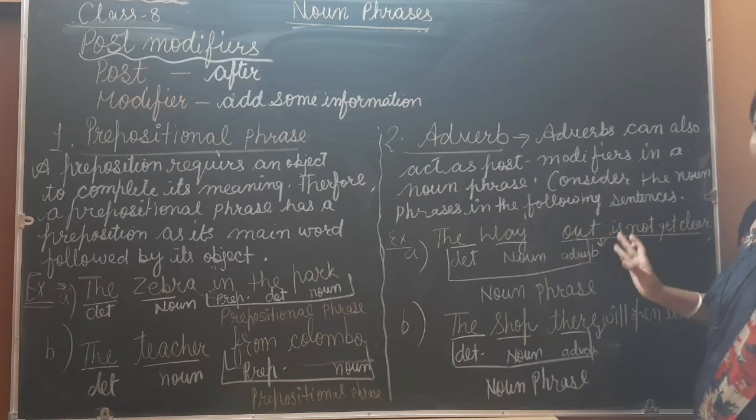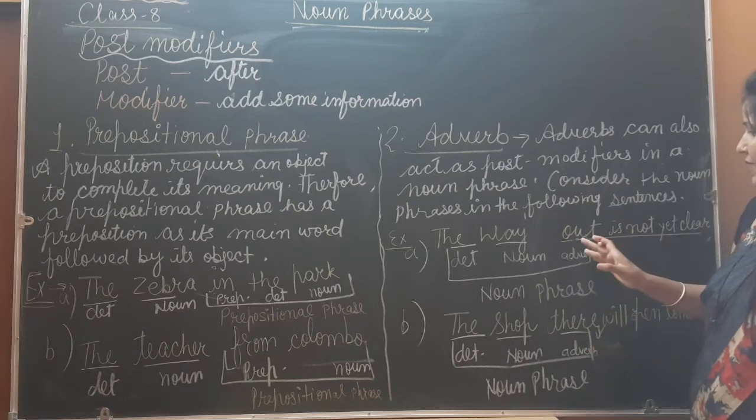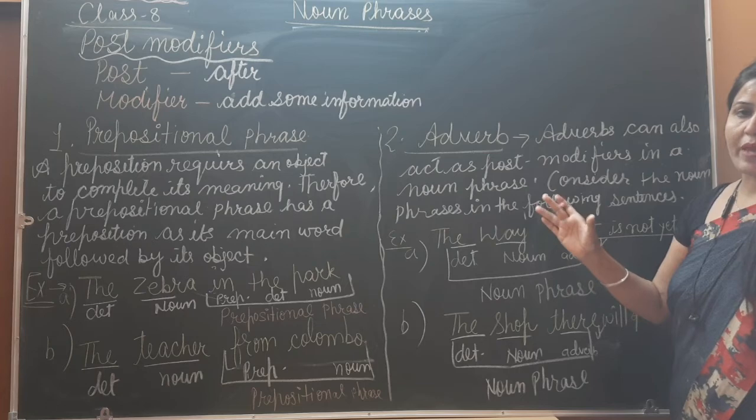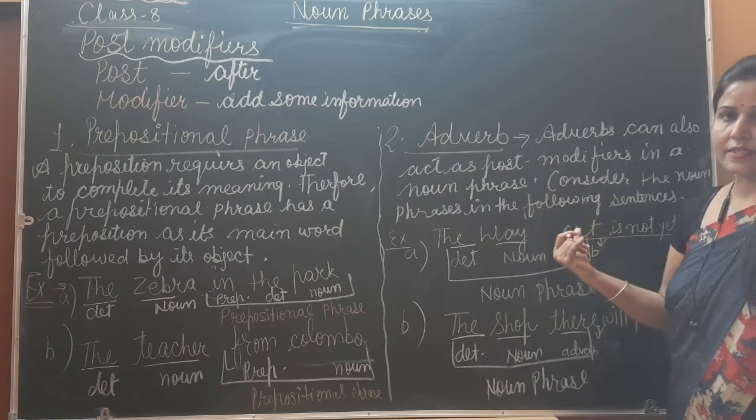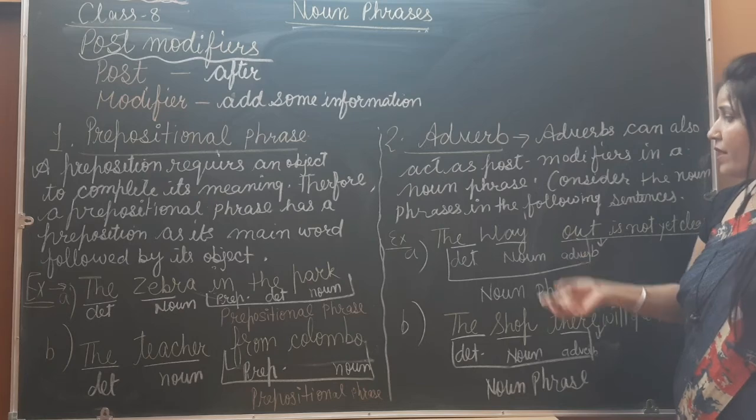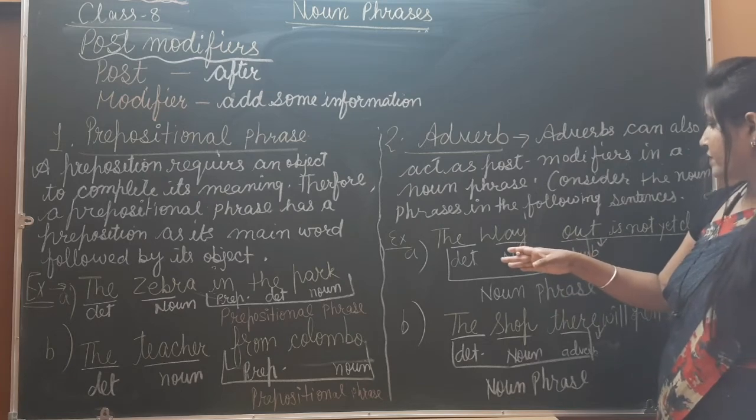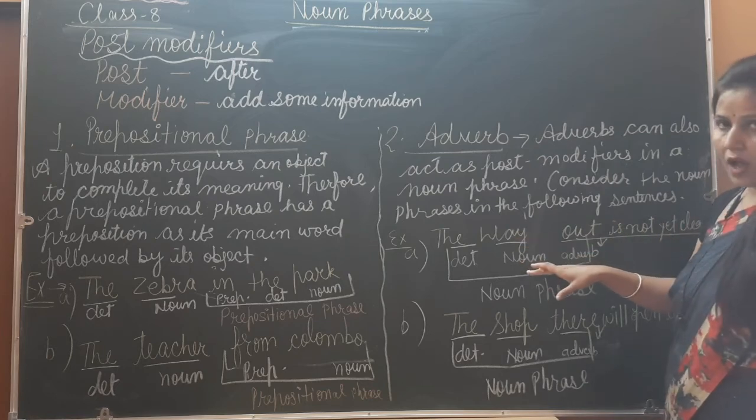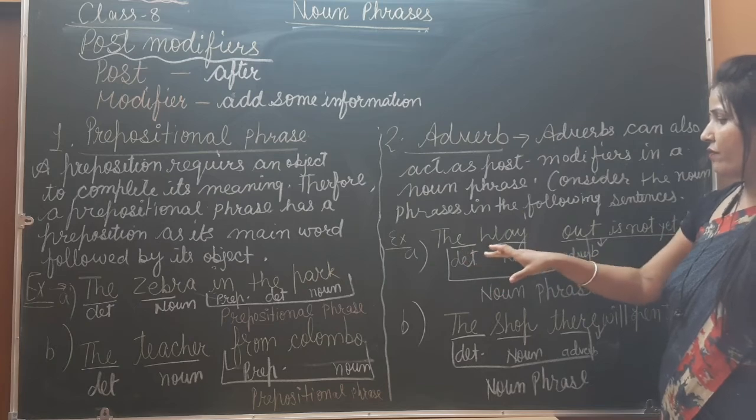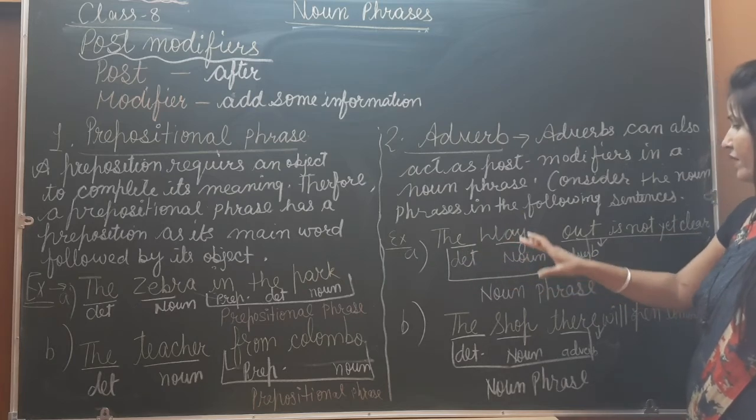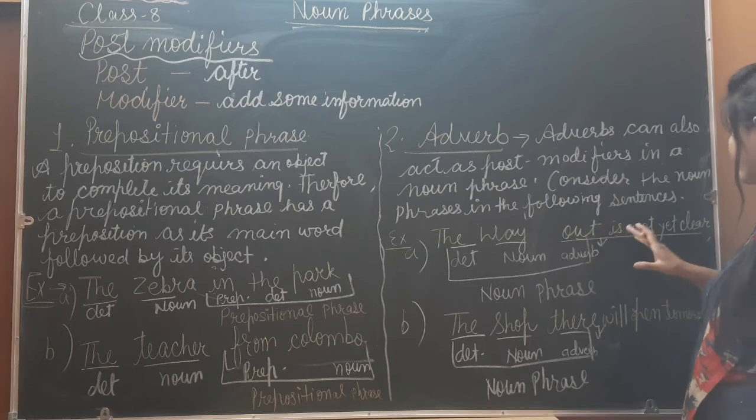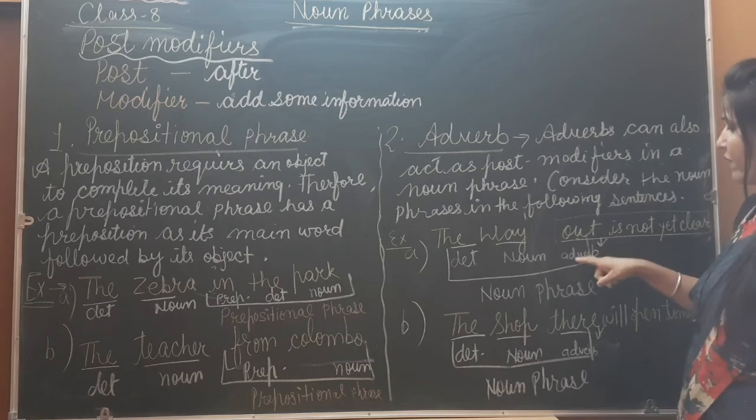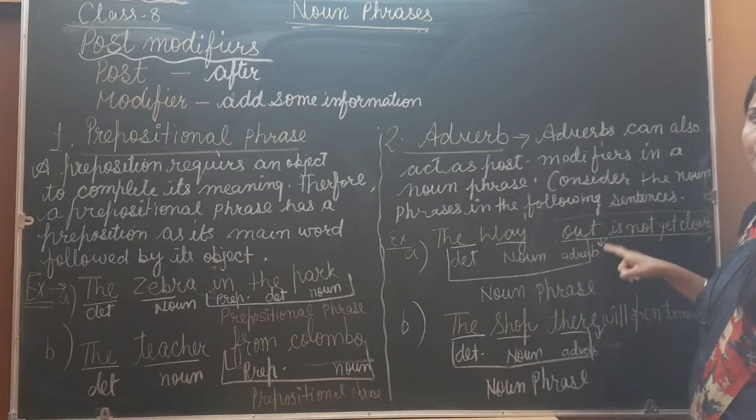So in the noun phrase, what is the main word? Yes, way. Okay, so whatever words modify the main word are all post modifiers. The way out is not yet clear. So way is a noun. Before way, a determiner is written, but after the noun, an adverb is written: out is not yet clear. So the whole part is an adverb. So an adverb acts in a noun phrase as a post modifier.